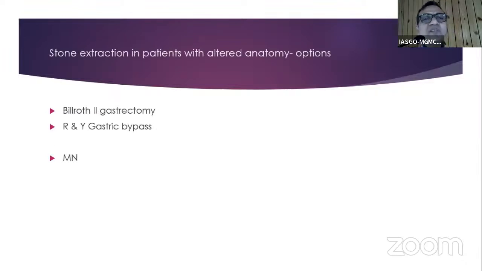So coming to stone extraction in patients with altered anatomy, we have two kinds of altered anatomy in our patients. One is because of Billroth 2 gastrectomy and another is because of Roux-en-Y gastric bypass. So Dr. Narwaria, what do you say when you have a patient with CBD stones with a history of either of these procedures?